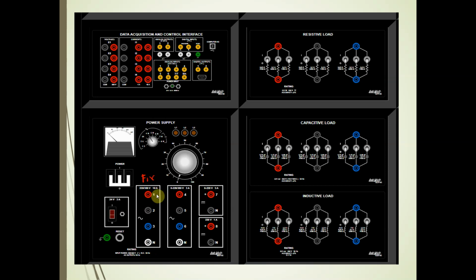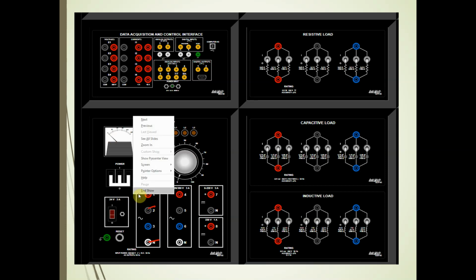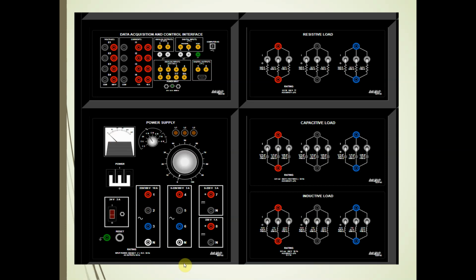380, right? So how can you obtain from here the line to neutral voltage? Let's say I want line to neutral. I can take power from 1 with respect to N. That is a line to neutral voltage. Again, the line to neutral voltage is between 1 and N, or 2 with respect to N, or 3 with respect to N. Now, what about the line to line voltage? If I select from 1 to 2, that will be a line to line voltage, or from 2 to 3, or otherwise from 3 to 1.